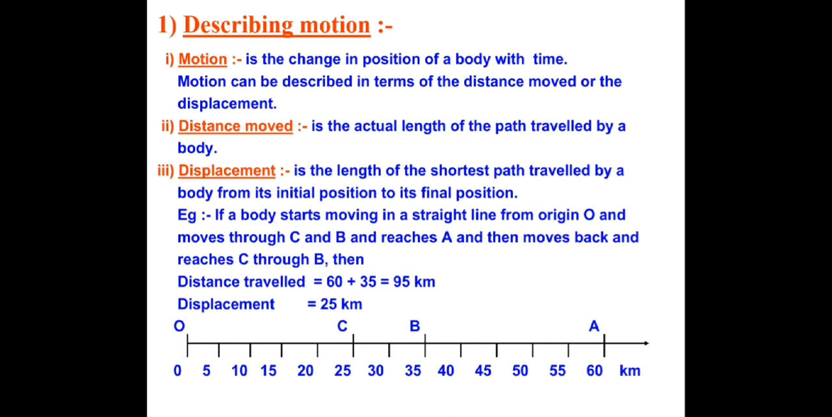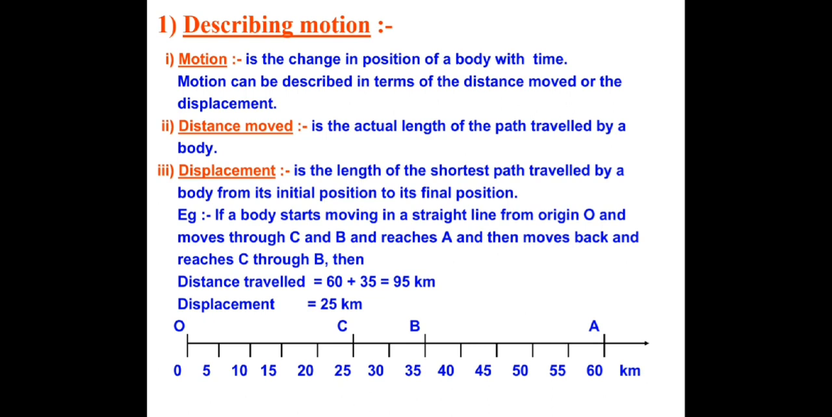Now motion can be described in terms of the distance moved or the displacement. But here you have to note the difference between distance moved and displacement. So what is the difference between these two words, distance moved and displacement? The actual length of the path travelled by a body, or actual length of the path travelled by an object, that is called as distance moved.